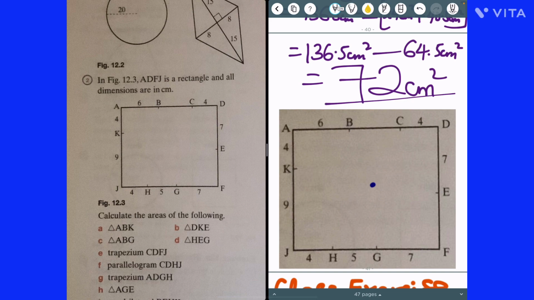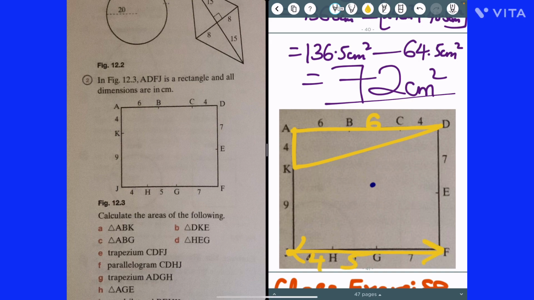This is triangle ADK. So if you want the area of this triangle, your base is 6 plus 6. All of this is 16. 4 plus 5 plus 7, that's 16. So that means this length should also be what? 16. And 6 and 4 are written. So 6 plus 4, 10. Subtract 10 from 16, you get 6 for this place.